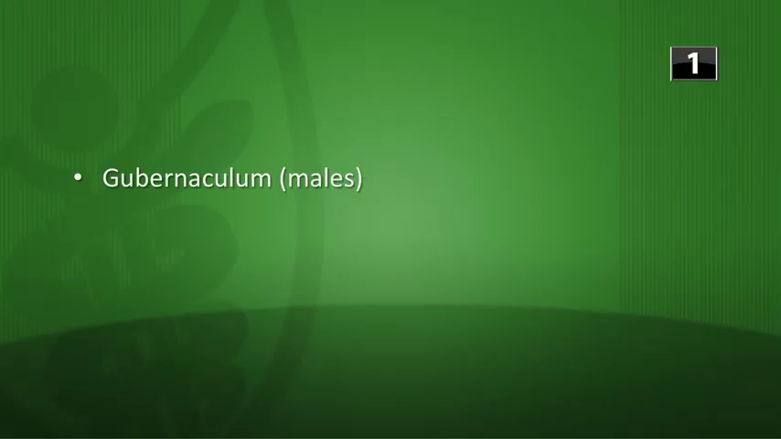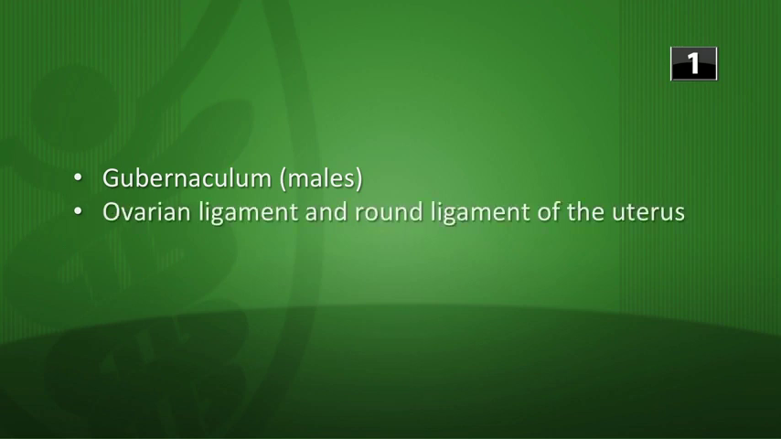Let's get going. First question here, what is the fibrous band attached to the testes and the scrotum that aids in normal testicular descent? And then what is this structure called in females? So this is called the gubernaculum, which is a great word. And the female equivalent is the ovarian ligament and the round ligament of the uterus.